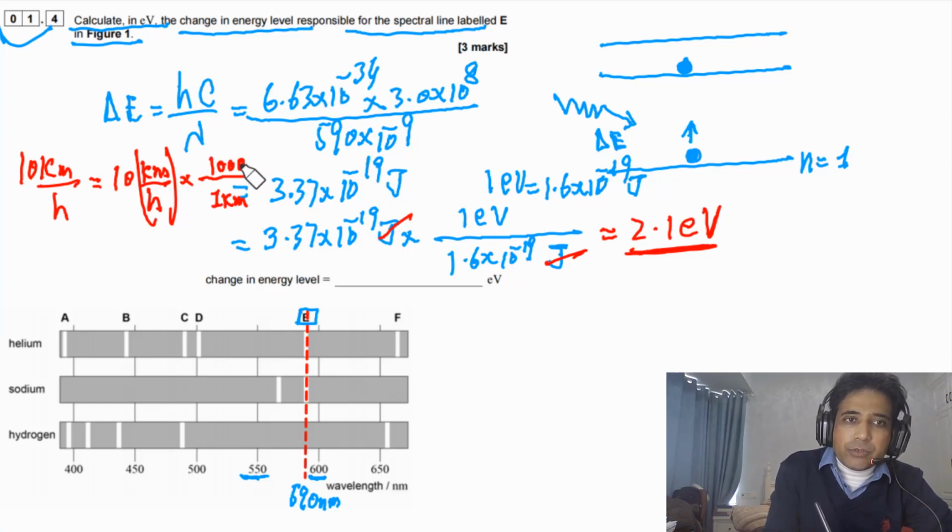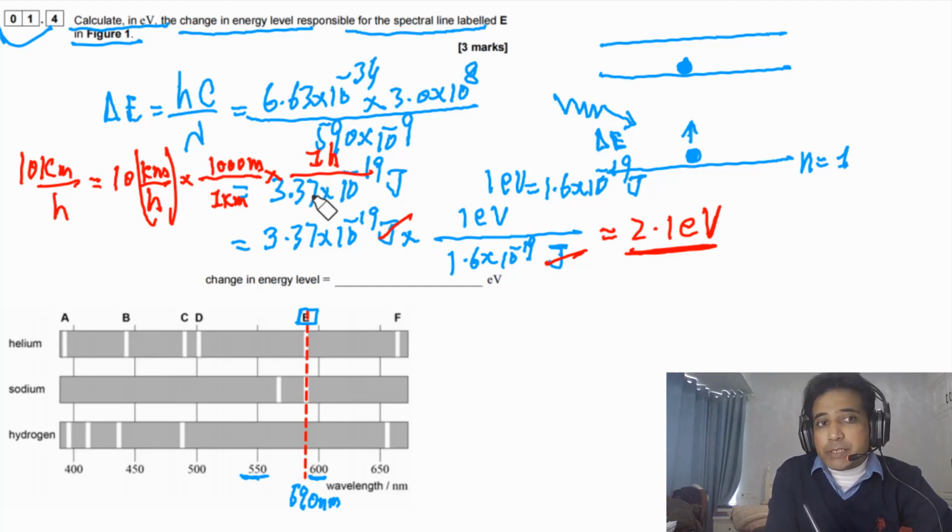1 kilometer is equal to 1000 meters. Now we have hours, we have to get rid of hours. We can write 1 hour here, and 1 hour is how many seconds? 1 hour has 60 minutes and 60 seconds.